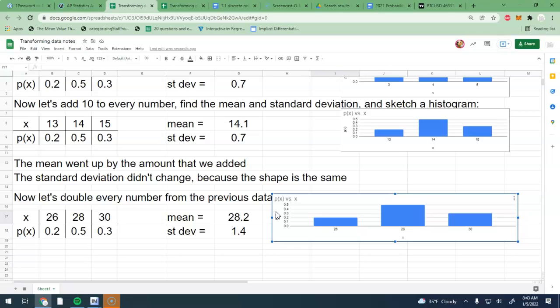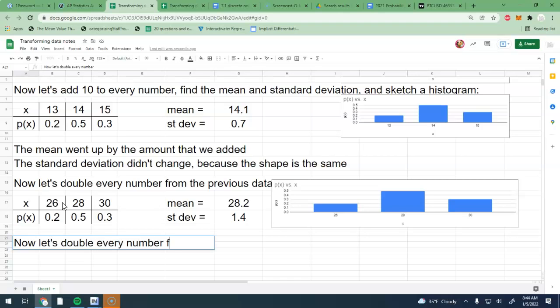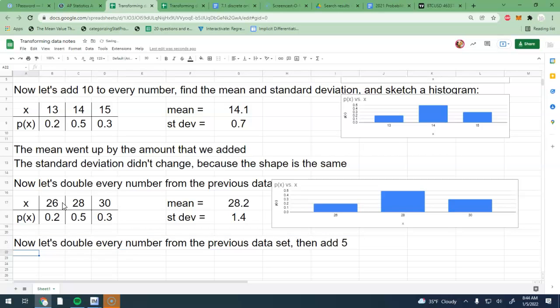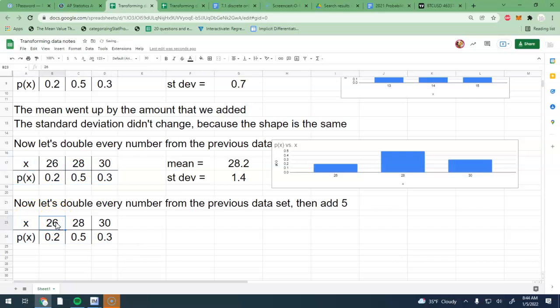So let's do a combination. Let's take the previous data set. Now let's double every number from the previous, then add 5. So I will have 26 times 2 is 52, plus 5 is 57. This would be 61, and this would be 65.